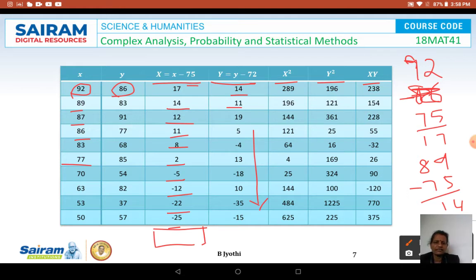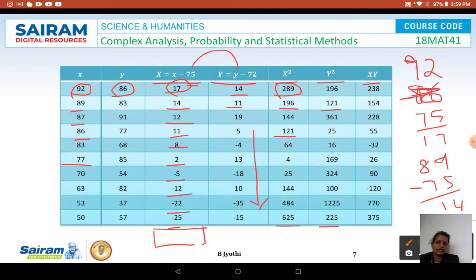Next comes x square, that is 17 square. 17 square is 289, and 14 square is 196, 12 square is 144, 11 square is 121, and so on. So up to the last we have done. Next, y square. Similarly, 14 square is 196, then 11 square is 121, and so on. We have done it.